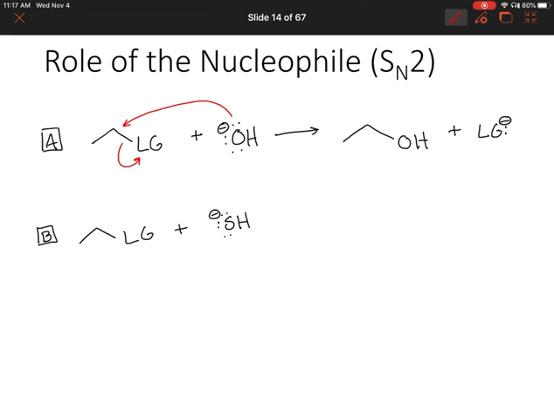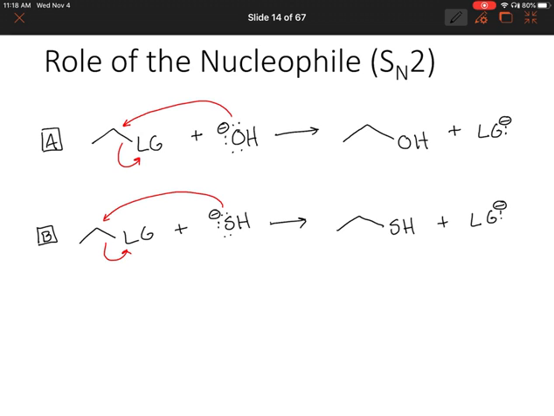In our second reaction, again, the nucleophile attacks the carbon next to the leaving group. The leaving group leaves, and SH is going to replace the leaving group in the product.